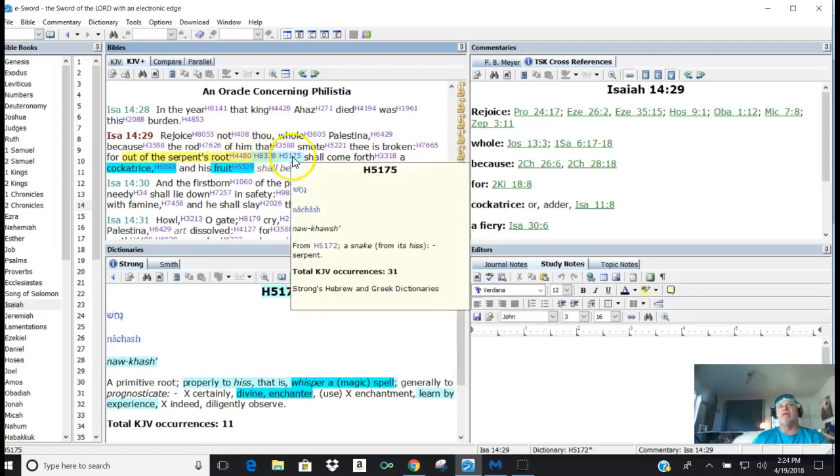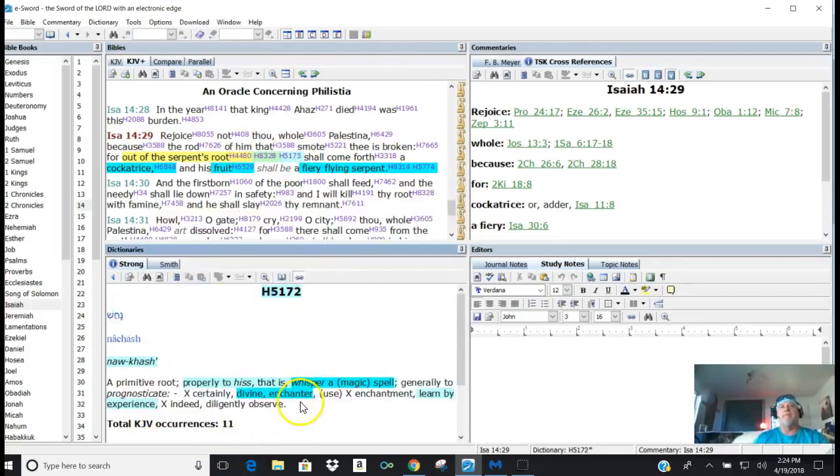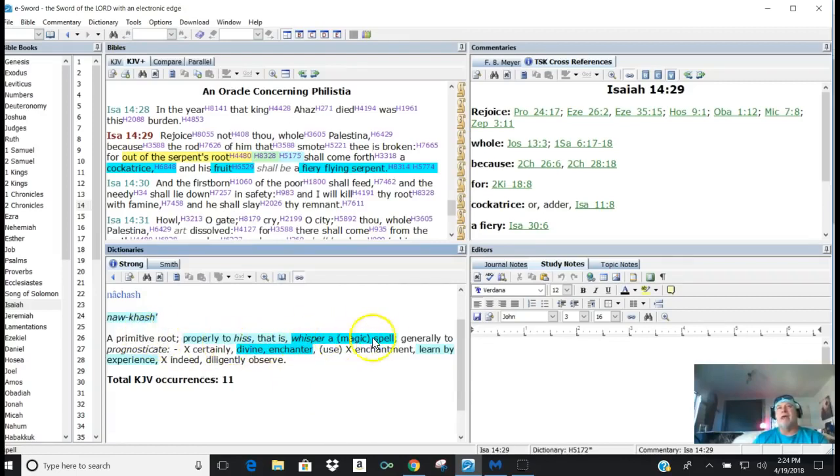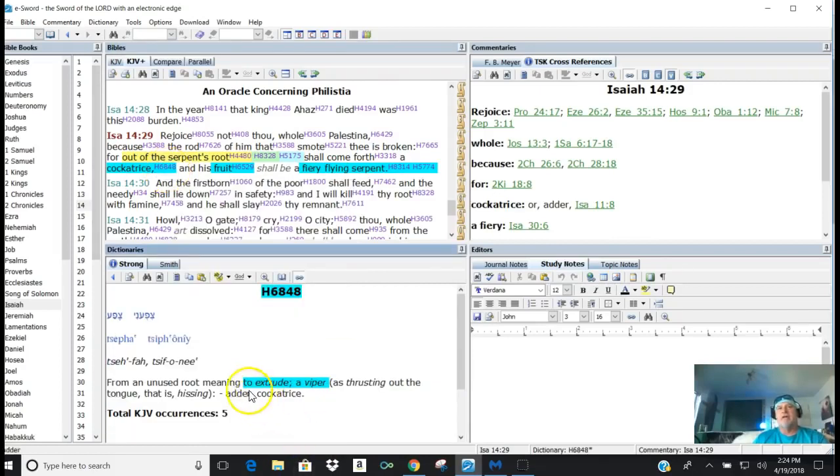Okay, so rejoice not, thou whole of Philistia, because the rod of him that smote thee is broken. For out of the serpent's root, and here it is, right here again, to whisper a magic spell, divine enchanter, to learn by experience. Oh, like the fall. Shall come forth a cockatrice. Okay, cockatrice, to extrude a viper, as thrusting out the tongue that is hissing, adder, cockatrice, a very venomous snake.